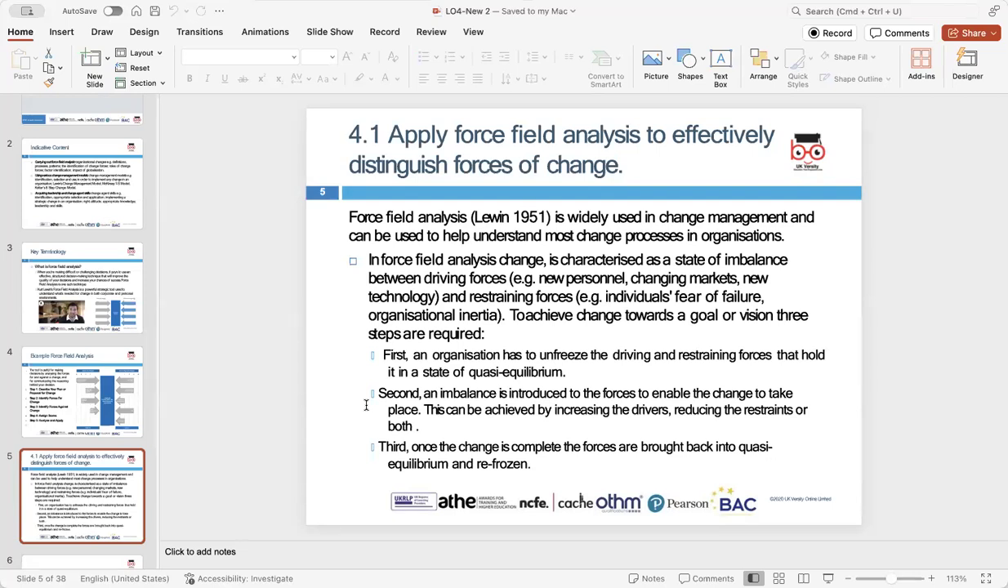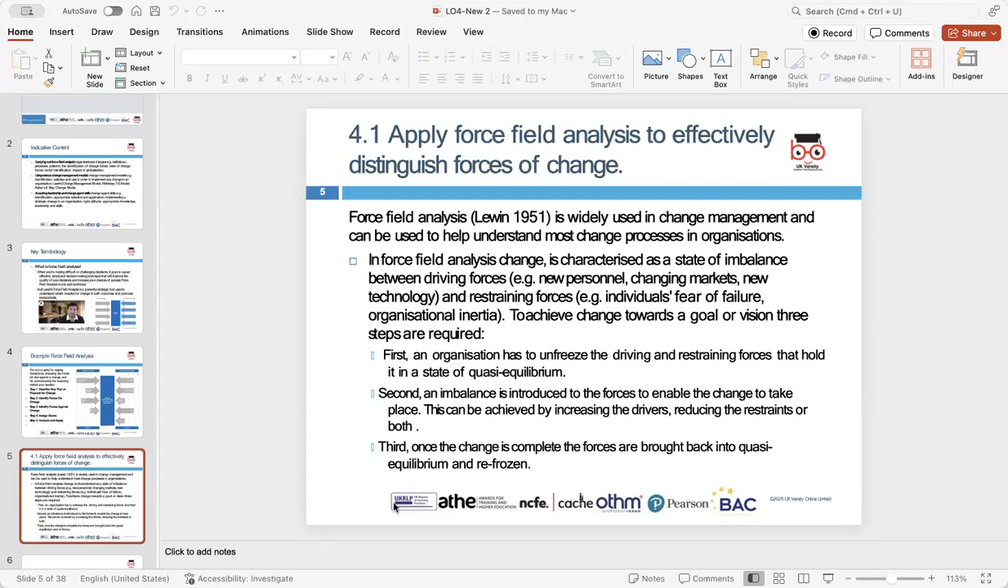So once this is done, the organization can introduce the imbalance by either increasing the driving forces or reducing the restraining forces, or both. By doing so, the conditions become favorable for change to take place. Finally, after the change has been successfully implemented, the organization refreezes into a new state of balance, ensuring that the forces are aligned with the new reality.